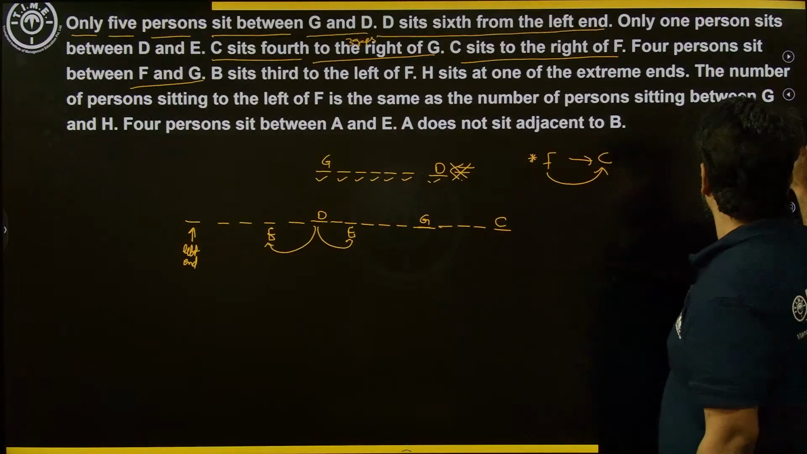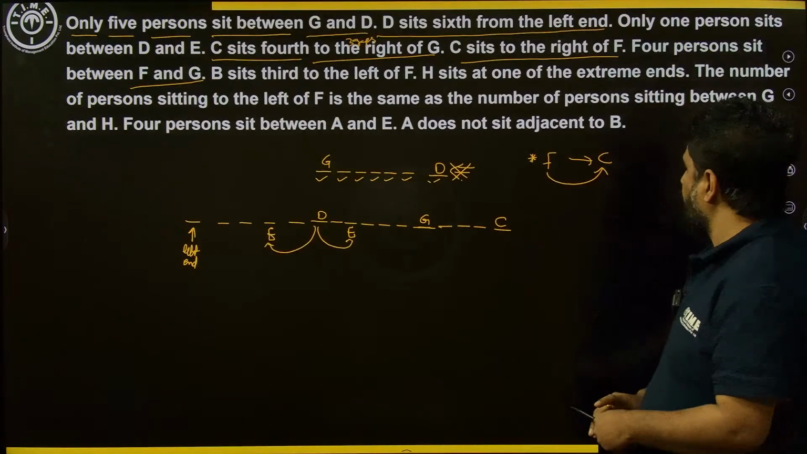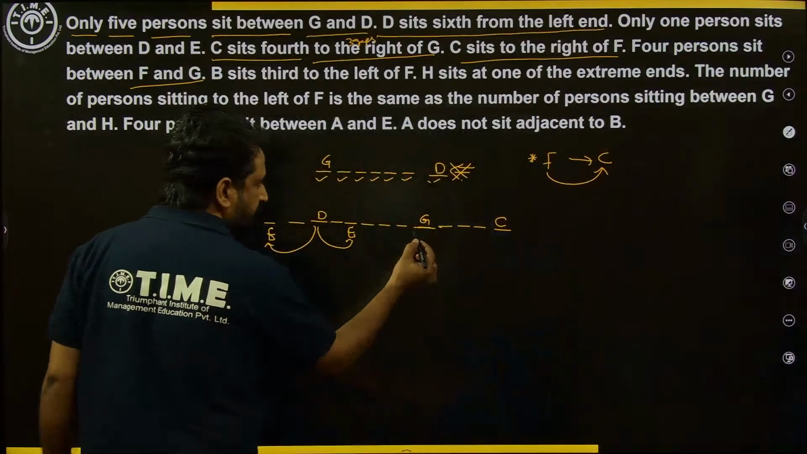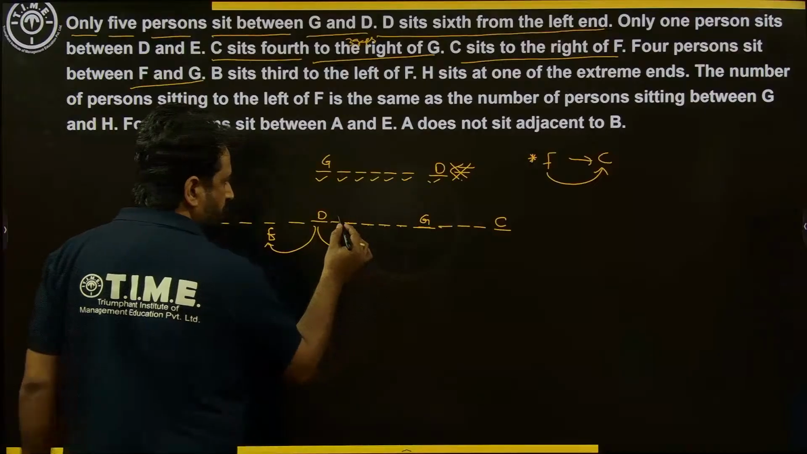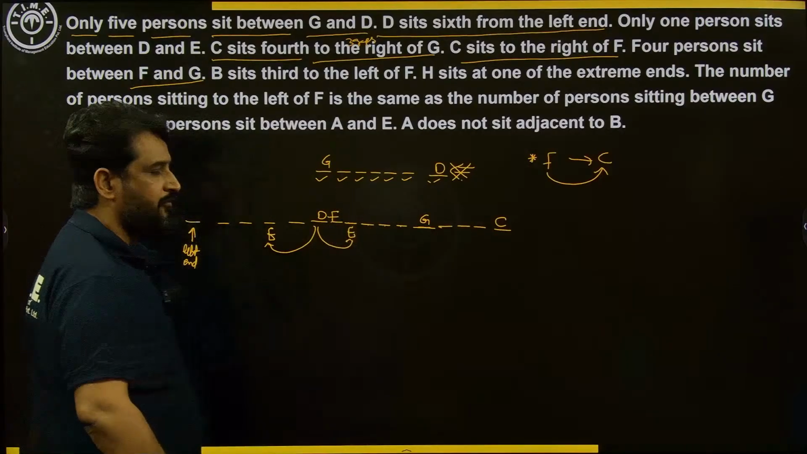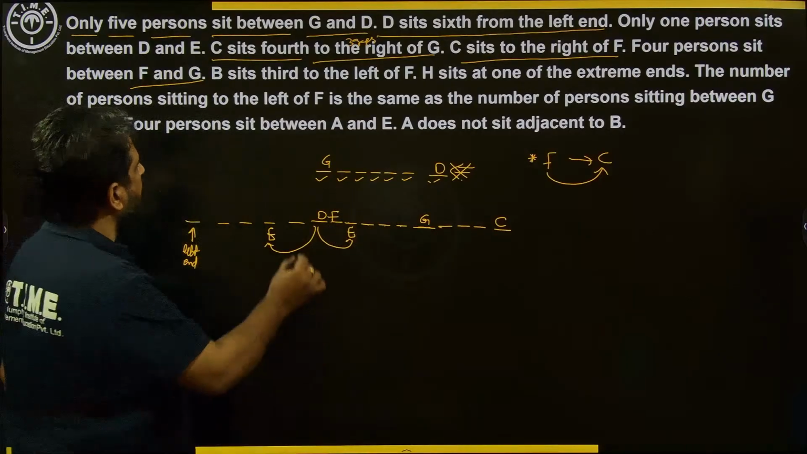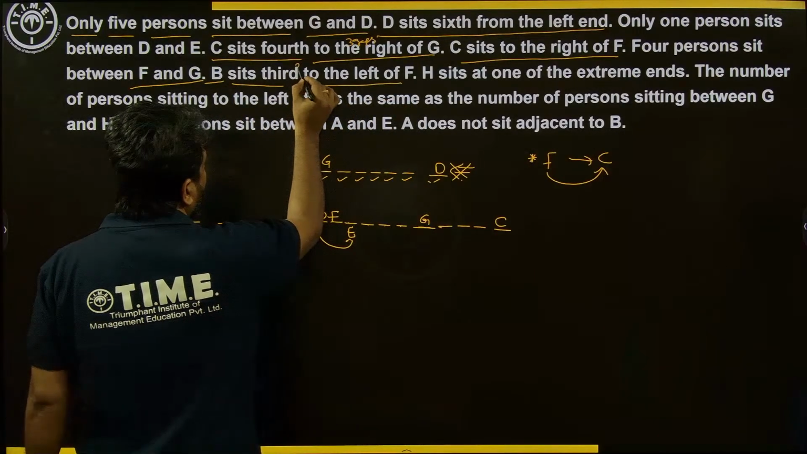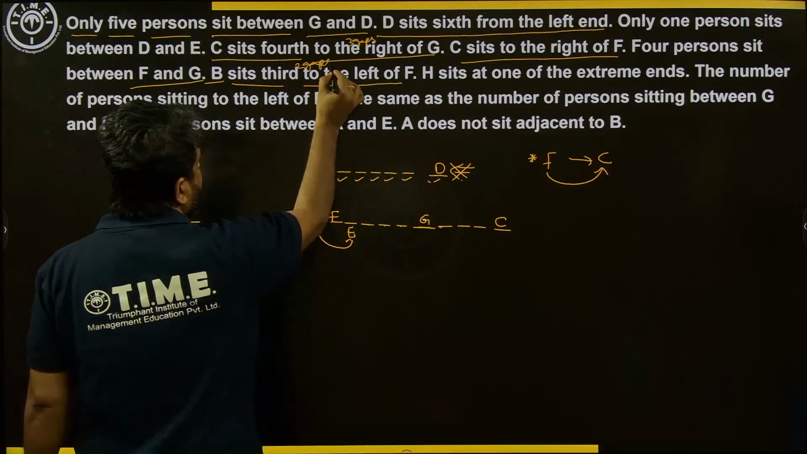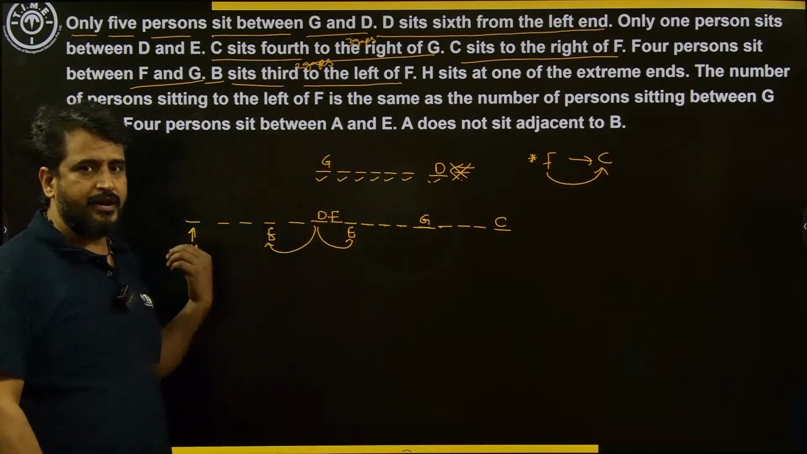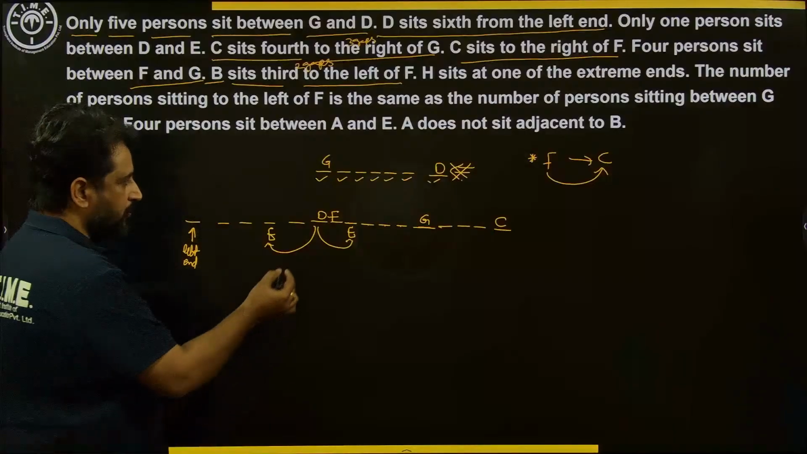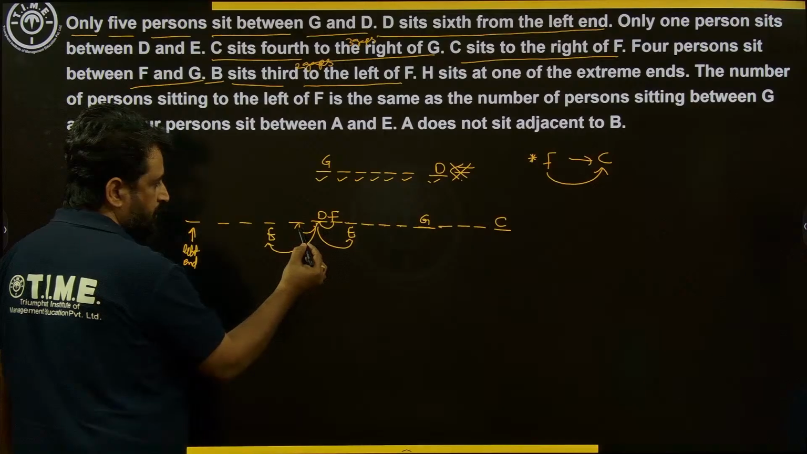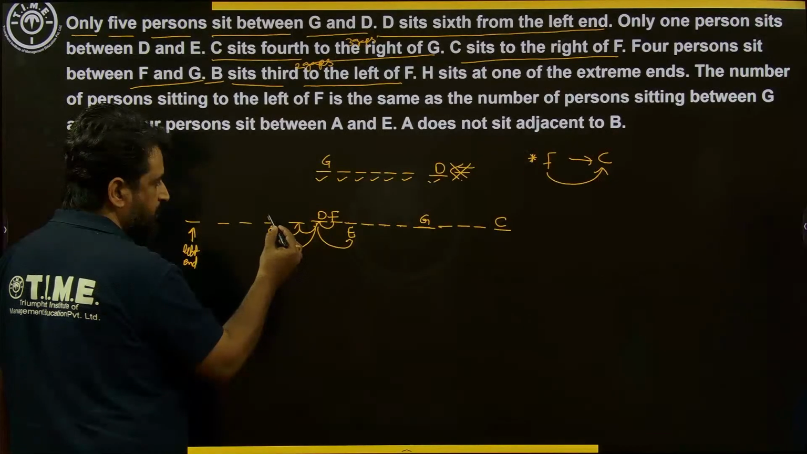Right. Now let me take that. Four persons sit between F and G. G here, 1, 2, 3, 4. Now here will be F. This is the position of F. Now what is the next clue given? B sits third to the left of F. Third left means how many gaps? 2 gaps will be there. 2 gaps. To the left side of F, we have to place the B. Now F is here, first left, second left, and in third left position we have to take the B.